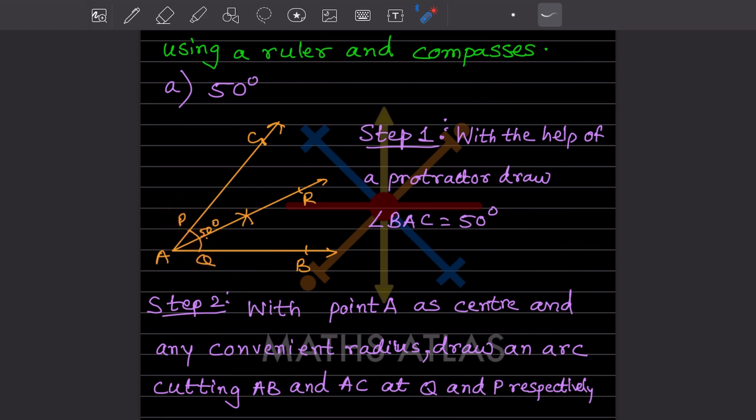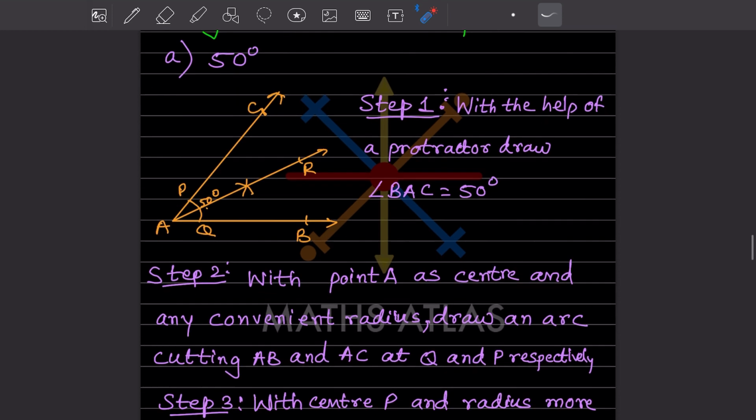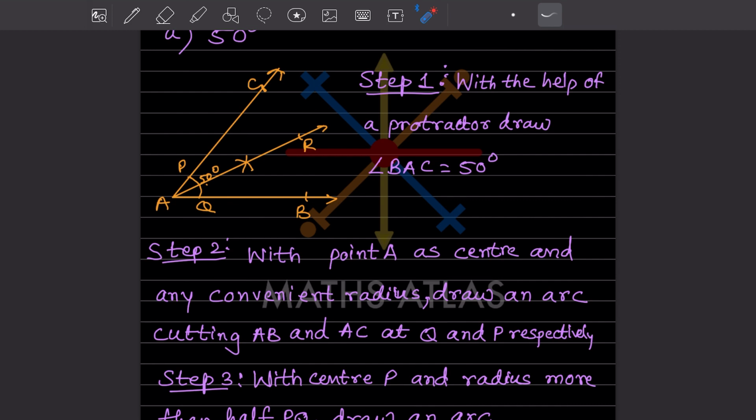With center P first, we will take a radius more than half of PQ. Now see here, this is half of PQ. You will take more than half from P and draw from here. Then you take Q as center and draw one arc. Again, you are not going to change the radius, and you put your compass on this one.